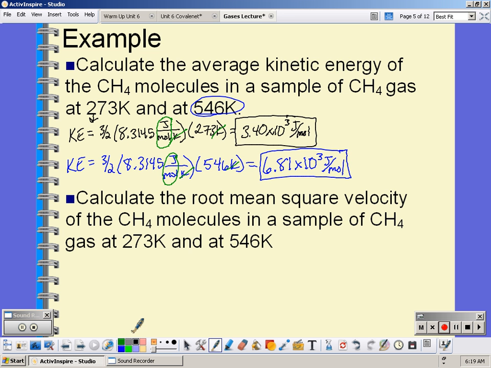Alright, calculate the root mean square velocity. So the root mean square is equal to the square root of 3 times R, and we're using the R value that has for energy, times the temperature, 273 Kelvin, divided by 0.016 kilograms per mole. Remember, you have to be in kilograms.